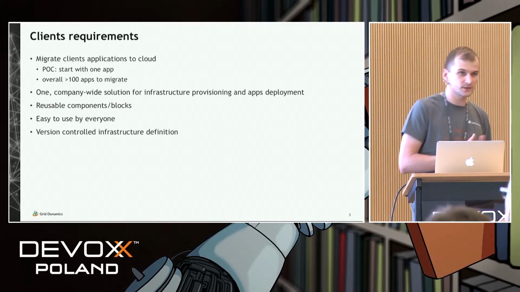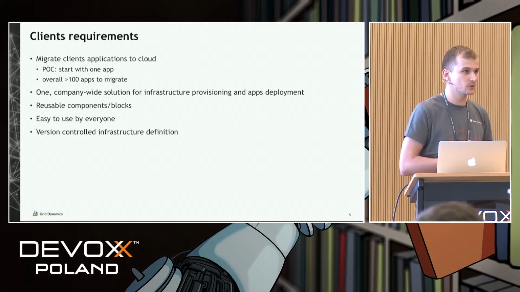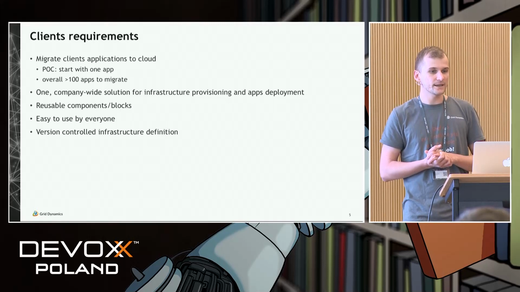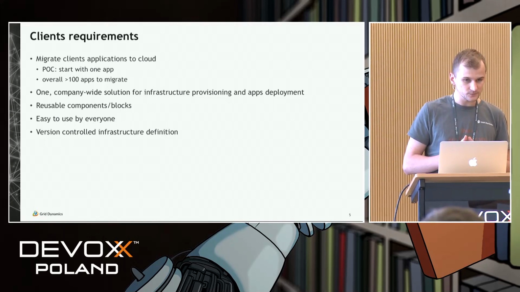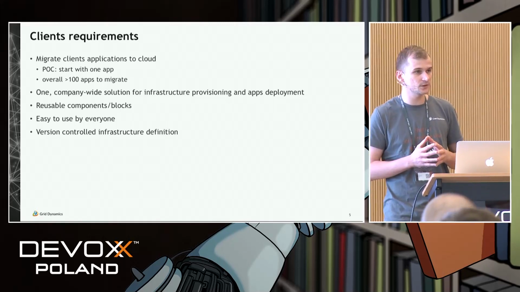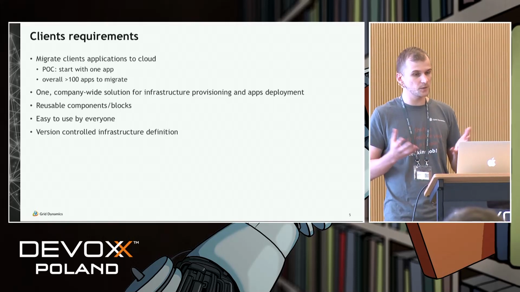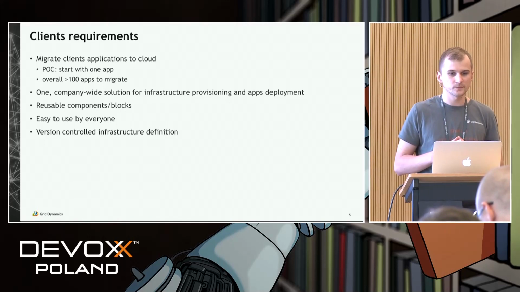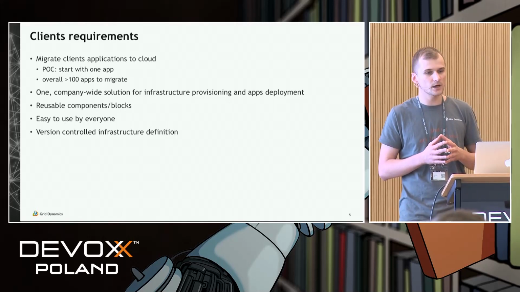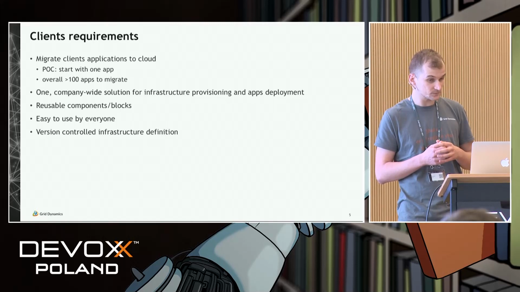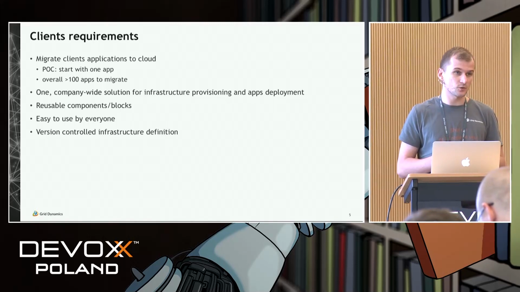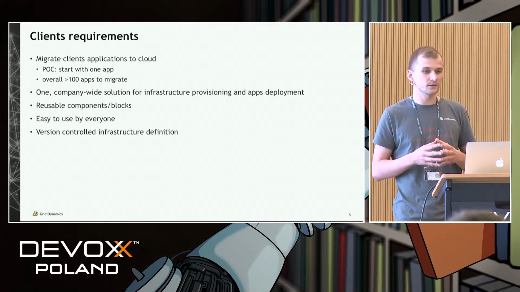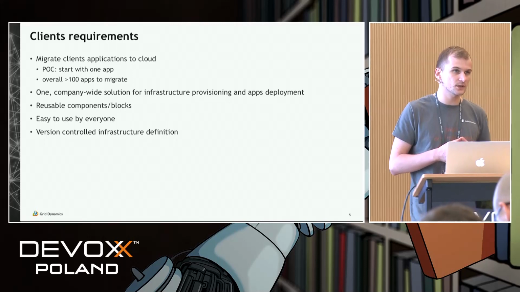Okay, so we know what Terraform is. Now let's speak about the client's requirements. The client wanted us to help them migrate their applications to the cloud. At the start, we should create a POC with one application, and the ultimate goal was to migrate more than 100 applications, so plenty of them. The idea was to have one company-wide solution for infrastructure provisioning and application deployments, because previously every team had their own ideas and their own way to create the infrastructure and deploy it, and moreover they were still using the on-prem solution.